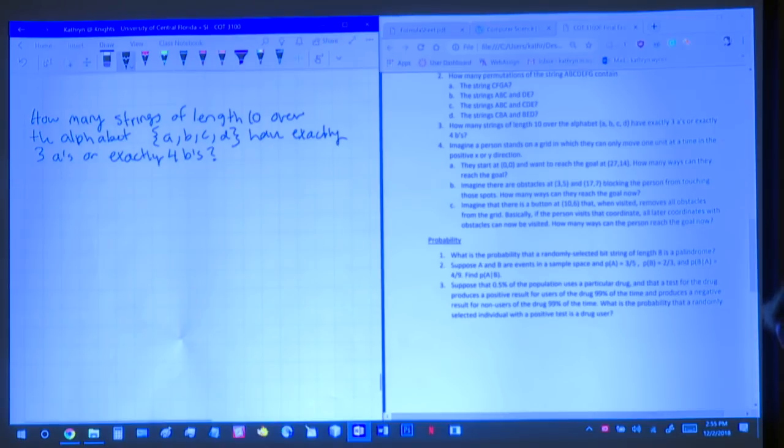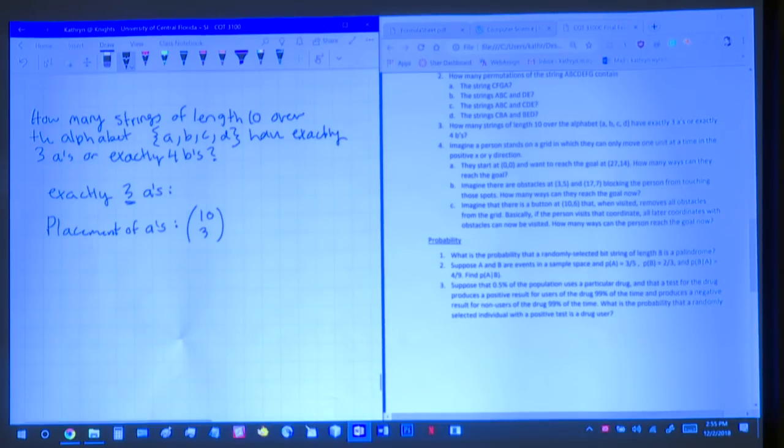So we'll start with all the strings that have exactly 3 A's. We know there has to be 3 A's, so we'll start with where they are in the string. So the placement of A's: out of 10 spots, we have to choose 3 for each A to go.